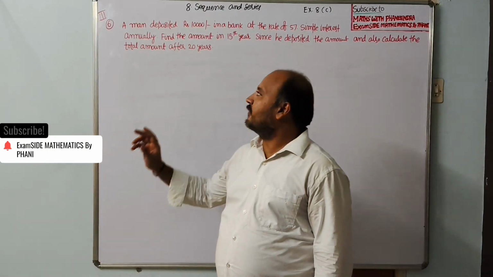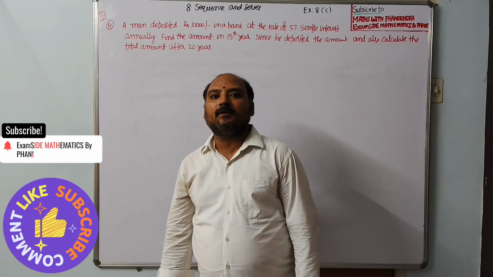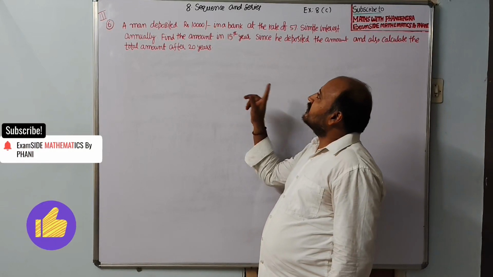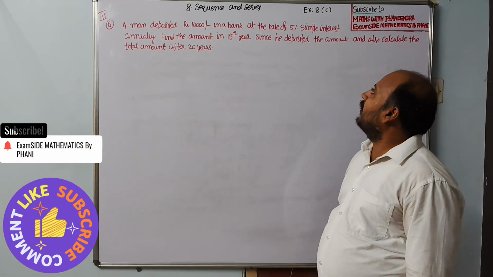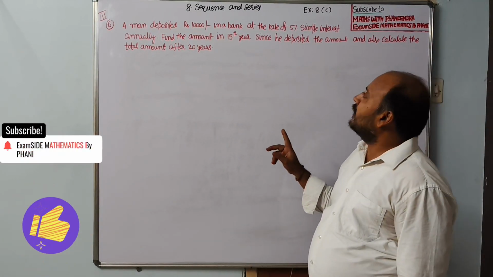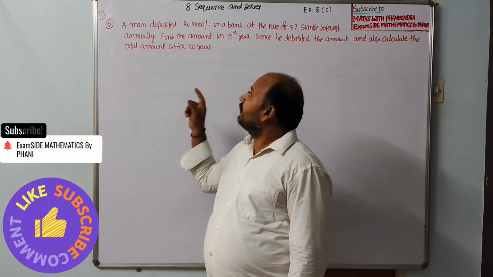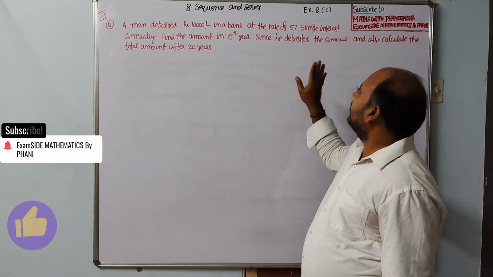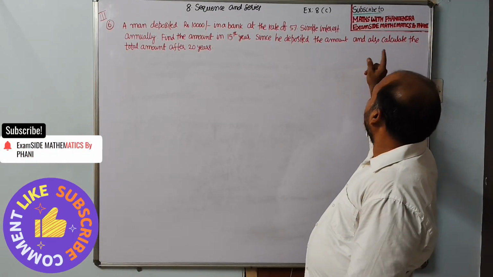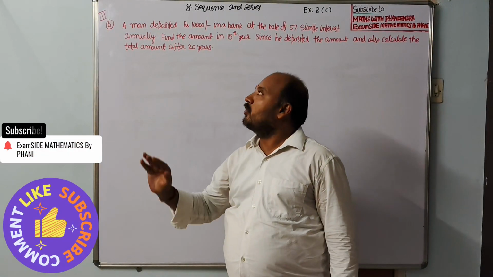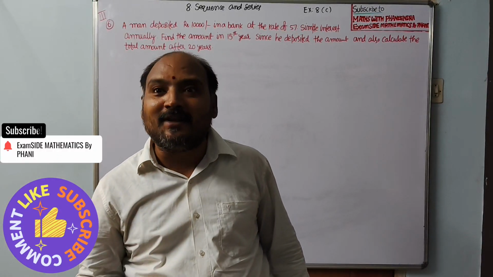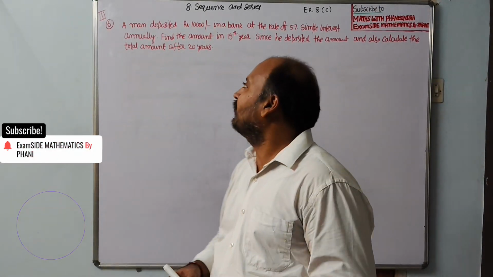Hi, dear students. We are in question number 6. A man deposited 10,000 rupees in a bank at the rate of 5% simple interest annually. Find the amount in the 15th year since he deposited the amount, and also calculate the total amount after 20 years. After 20 years means this is the 21st year, that means T21.